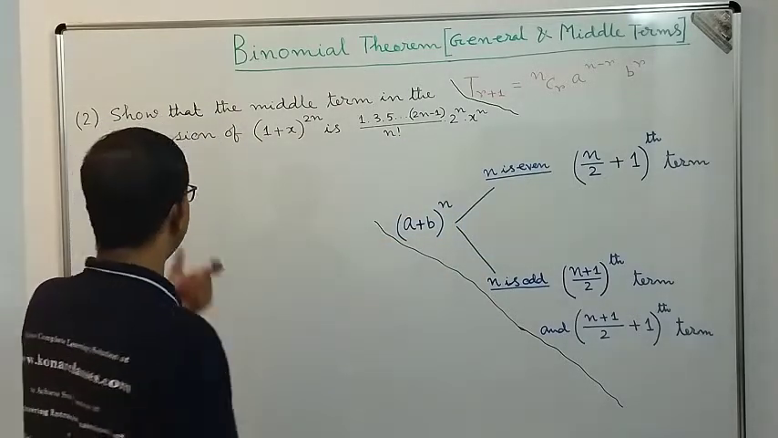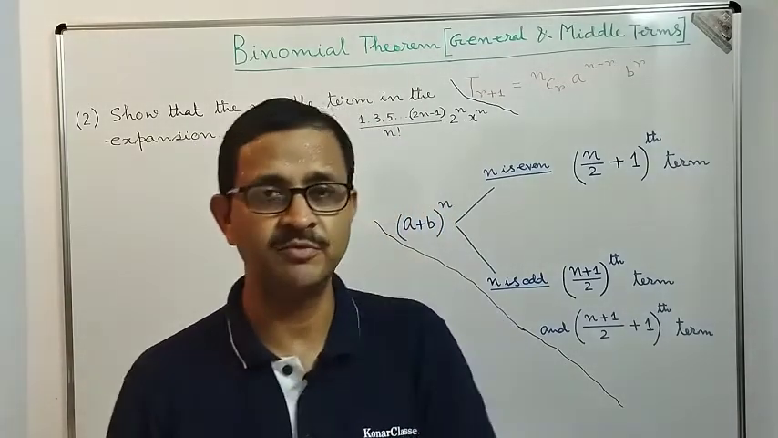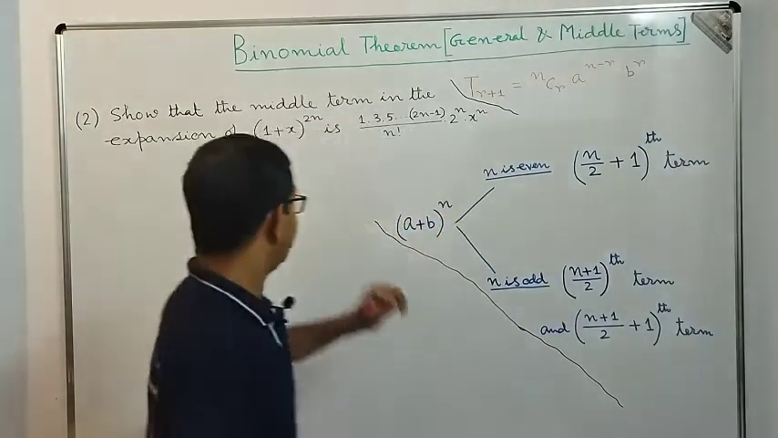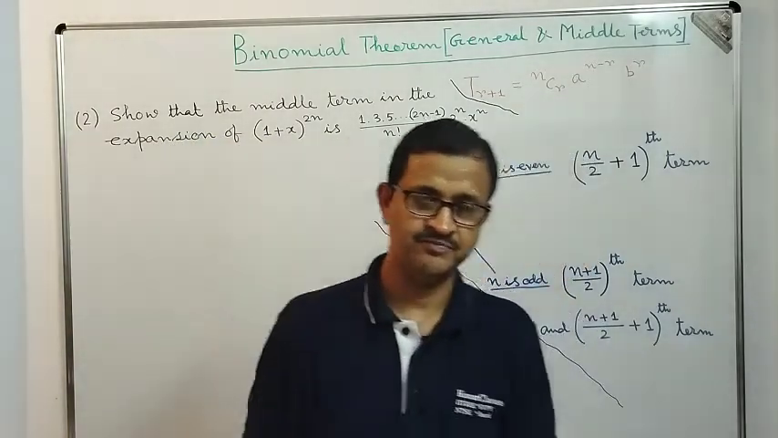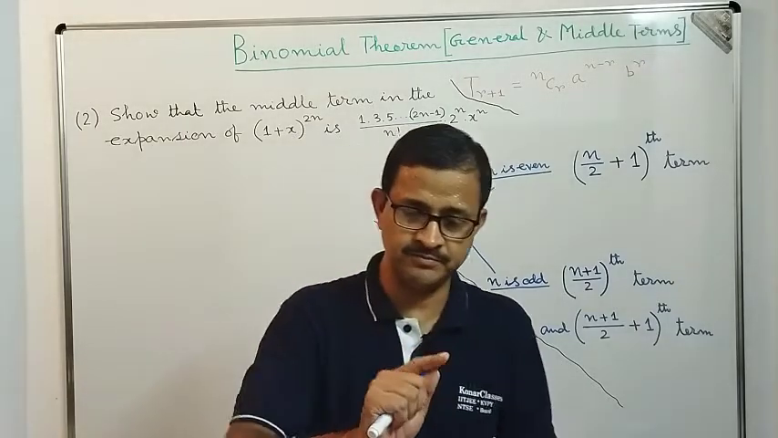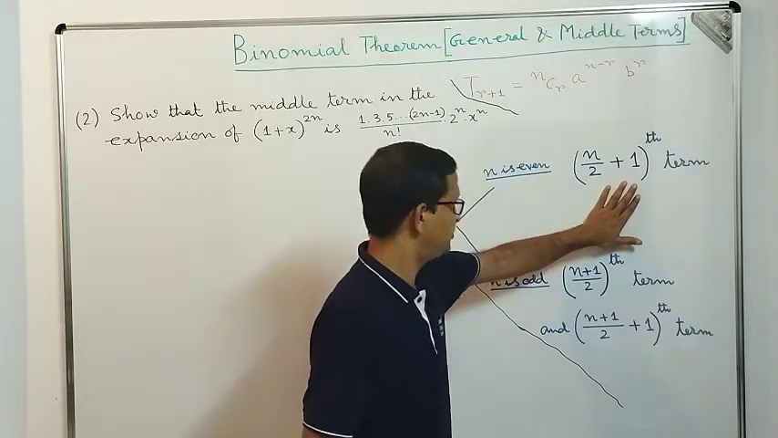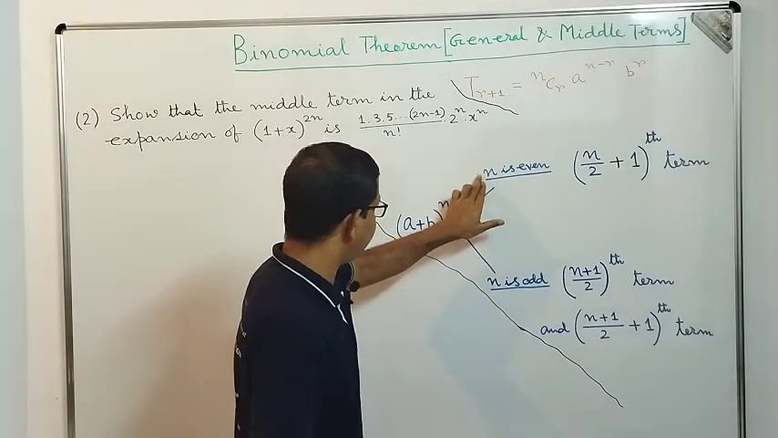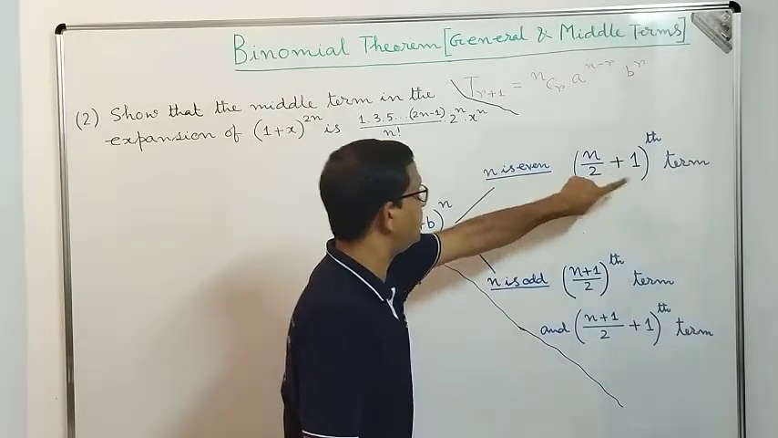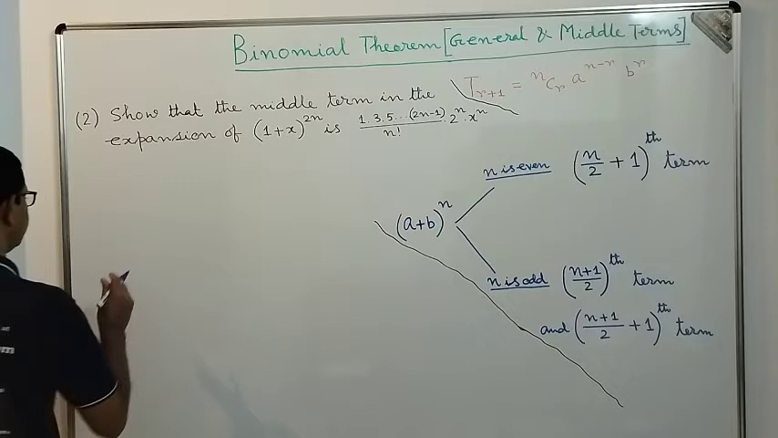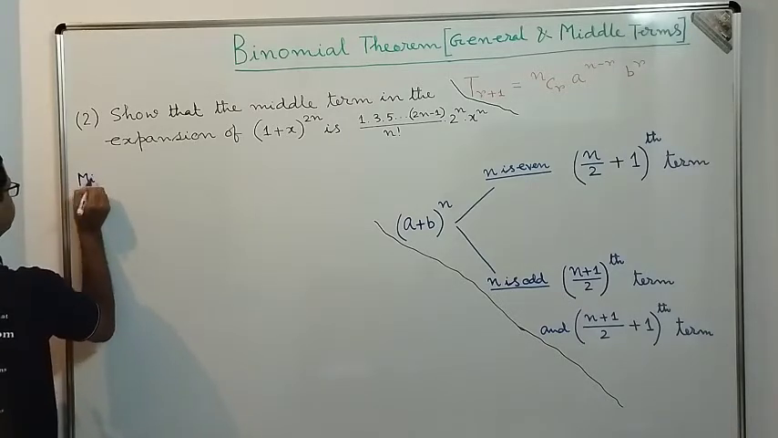Now dear students, you tell me how many middle terms will be there. We see that (1 + x)^(2n), 2n is what? 2n is an even number. If it is an even number, then there is only one middle term, and which is coming from here, right? So in this case it is not n, it is 2n. So which term will be the middle term? It should be 2n by 2 plus 1.